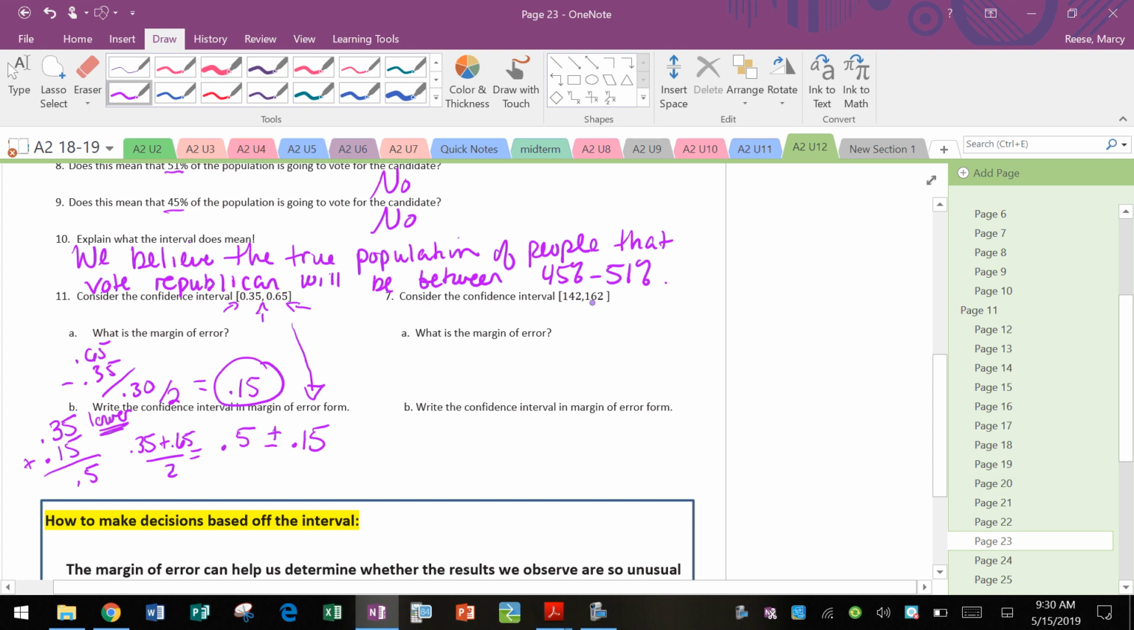Okay, so I took the difference of 162 and 142, 20, divided by 2, and I got 10. So my margin of error was 10. Confidence interval, so I need to know my middle number between 162 and 142. So this time I'm going to add them up, divide by 2. So I got 304, divide by 2, and I got 152. So how I'm writing this is I got 152 plus or minus 10.